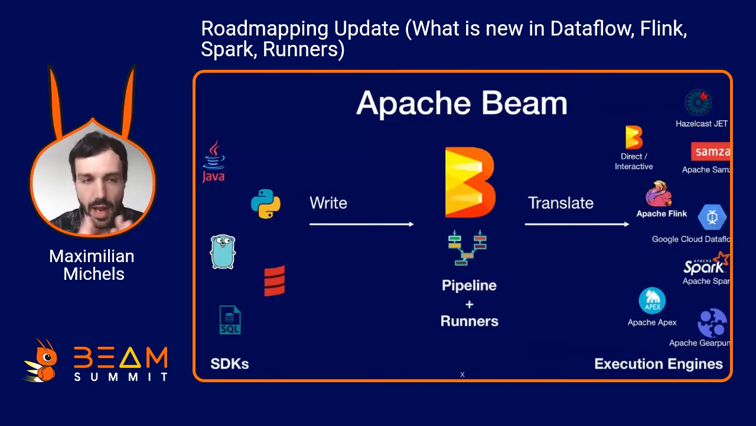So as you might know already from using Beam or from reading the website, there are several SDKs in Beam: Java SDK, Python SDK, Go SDK, for instance. And with these SDKs, you write pipelines, which are then translated by runners and can be run on the execution engine of your choice: Dataflow, Flink, Spark, and others.